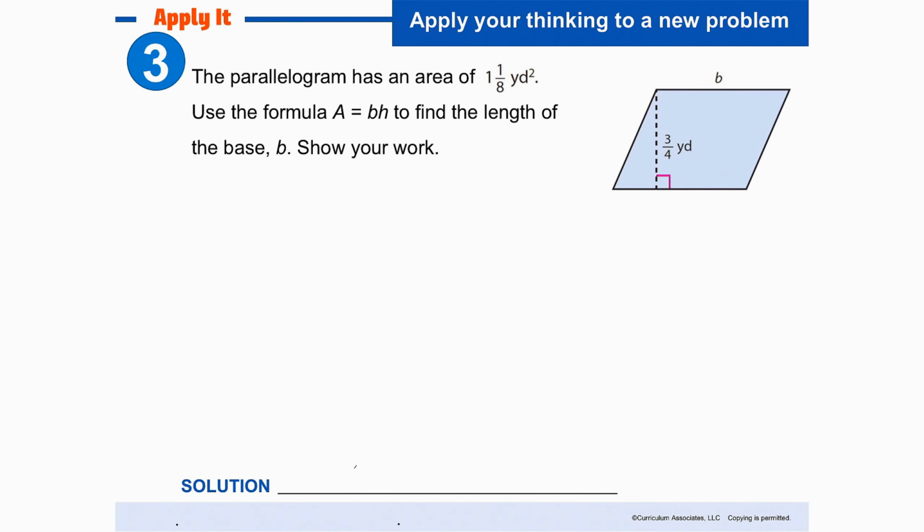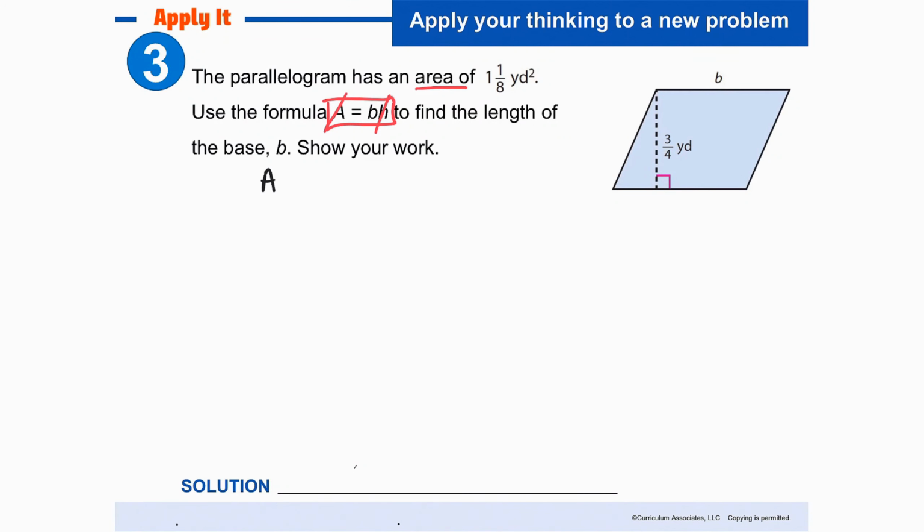Looking at this next one, we've used the formula area equals base times height. In this problem here, we know that the parallelogram has an area of 1 1/8 yard squared. So we have the area already. We have that. And then we also have our height. So what we're missing here, what we're solving for, is the base.